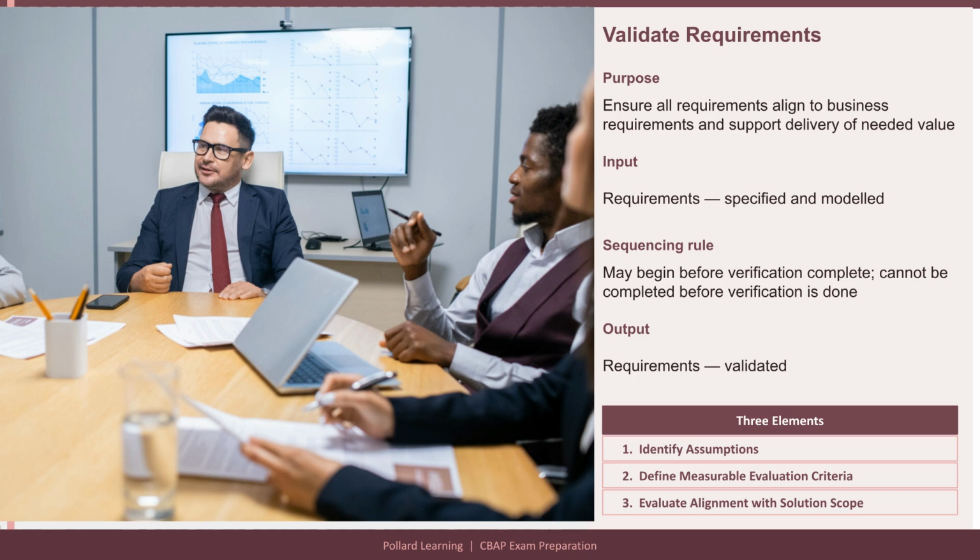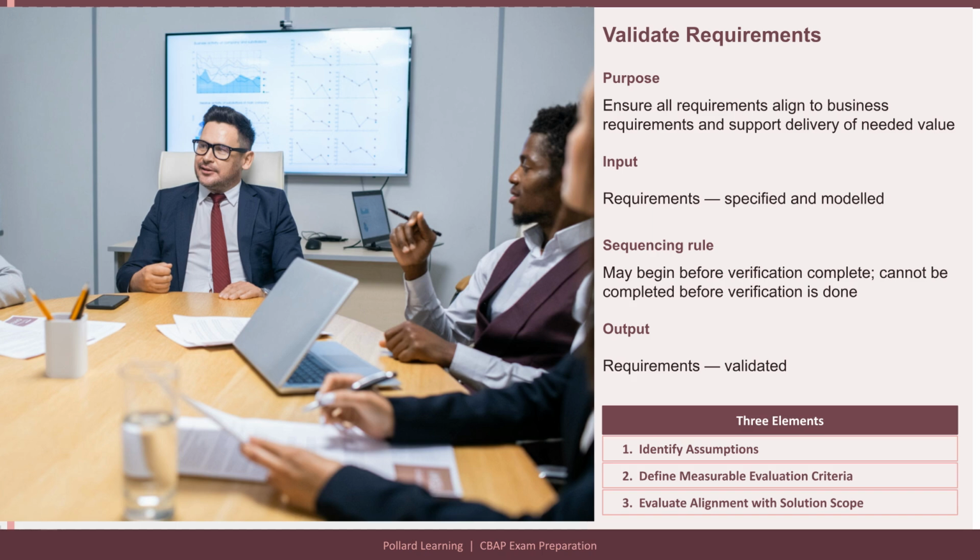There is an important sequencing rule. Validation activities may begin before requirements are completely verified, because early validation can surface alignment issues before the full specification is complete. However, validation activities cannot be completed before requirements are completely verified. Both checks must be done, and verification must finish before validation can be finalized. The task produces one output: requirements that have been validated, confirmed as aligned to business objectives and within solution scope.